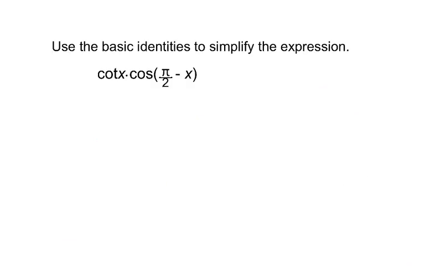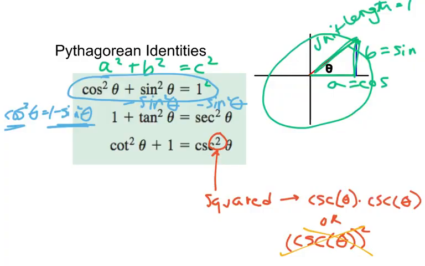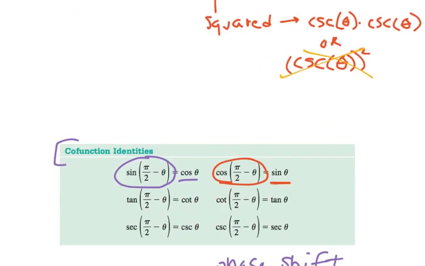So if we move on, this one's saying use your basic identities to simplify the expression. Again, one major step is anytime you see cotangent or tangent or something squared, you're going to want to write it as its cosines or sines independently. So cotangent, for instance, is actually cosine over sine. And cosine of pi over 2 minus x, going back to our identities here, or minus a variable, is actually sine.